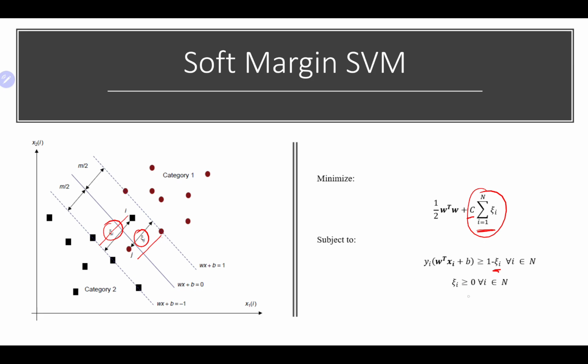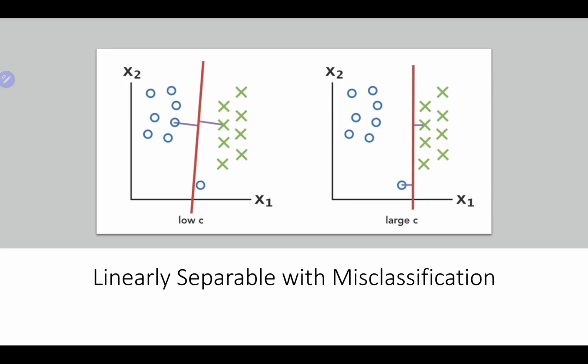So now the model tries to satisfy this, and the new SVM is called soft margin SVM. The previous one, where everything was perfectly separable, is also called the hard margin SVM. This one, where there's some tolerance included, is called the soft margin SVM. You can also refer to that as the linearly separable case with misclassification.